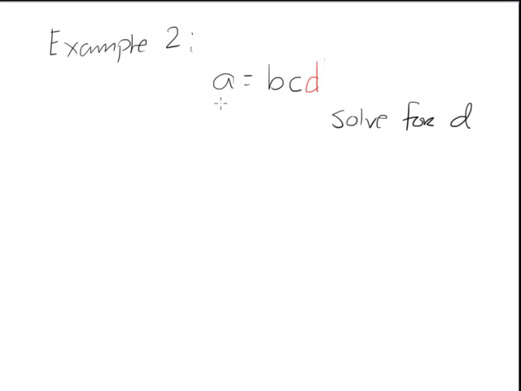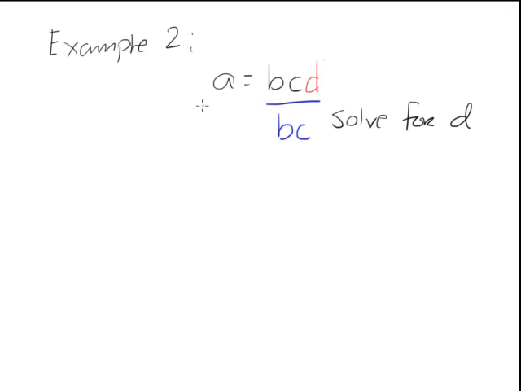Now in this example I have A equals BCD, and I have to solve for D. So looking at this, I have B and C being multiplied to D. So all I have to do to solve for D is divide by that BC to get rid of the BC here, because it's being multiplied by D. So the opposite is dividing. So I'm going to divide by BC.